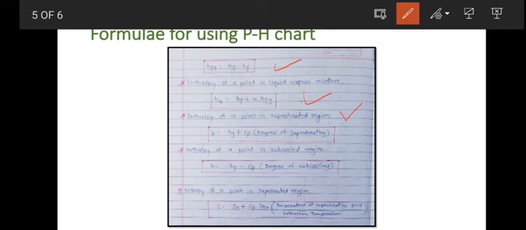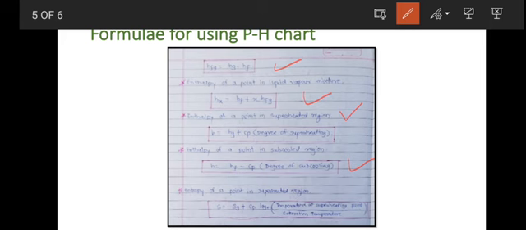Okay. So this is about the enthalpy at a point in the superheated region. Then the enthalpy of a point in the subcooled region. Similarly, by using the superheated formula, we can find the enthalpy in the subcooled region. For that, we have h = hf, where hf is the enthalpy of the corresponding saturated liquid line, minus Cp, the specific heat of that refrigerant, multiplied by the degree of subcooling. That means by how much temperature difference we are reducing the temperature of that liquid.